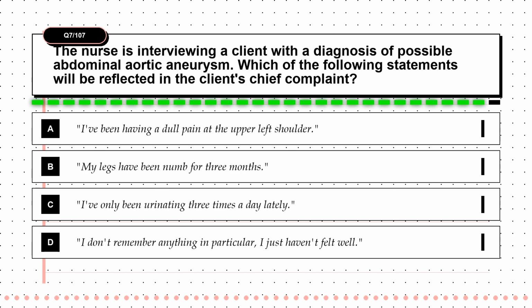Question 7. The nurse is interviewing a client with a diagnosis of possible abdominal aortic aneurysm. Which of the following statements will be reflected in the client's chief complaint? Here are the options. Option A. I've been having a dull pain at the upper left shoulder. Option B. My legs have been numb for 3 months. Option C. I've only been urinating 3 times a day lately. Option D. I don't remember anything in particular. I just haven't felt well.